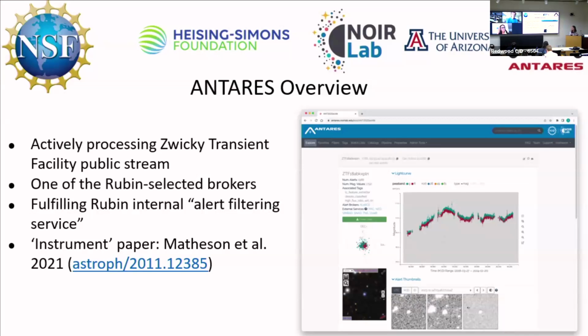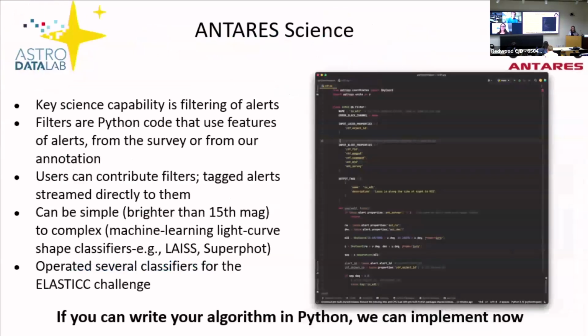Tom Matheson's instrument paper for Antares is available there as a link. So one of the key science capabilities of Antares is being able to filter alerts. Filters are just little bits of Python code that use features and the information that comes from the alert packet to say, yes, this particular object does or does not match my filter. So it's bright enough to match my filter. It has the right light curve shape to match my filter, that kind of thing.